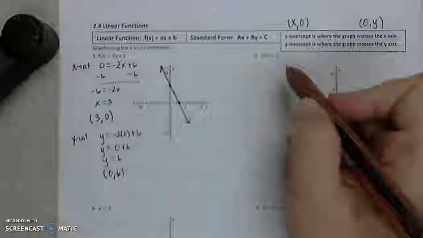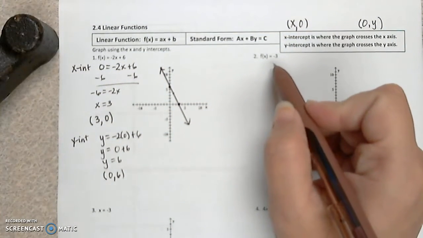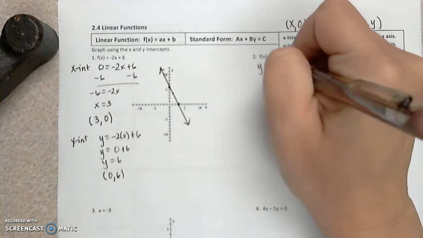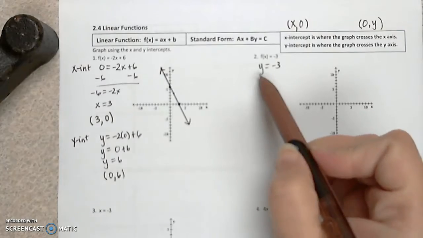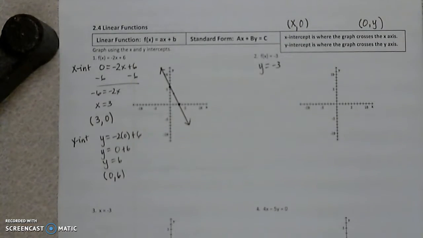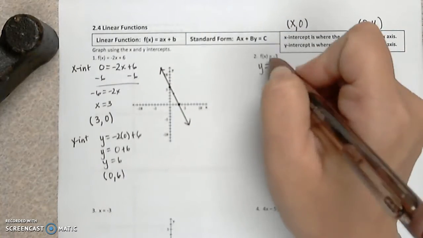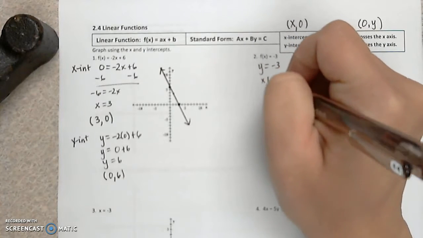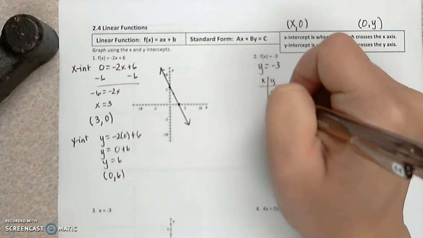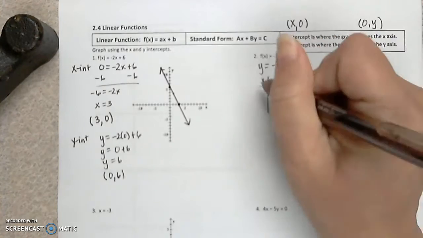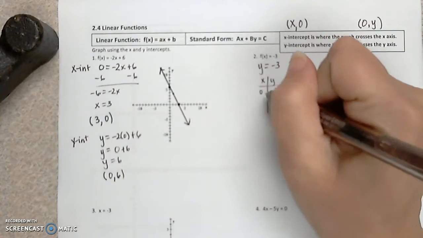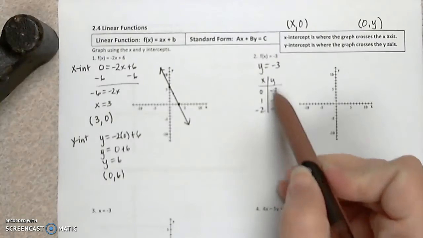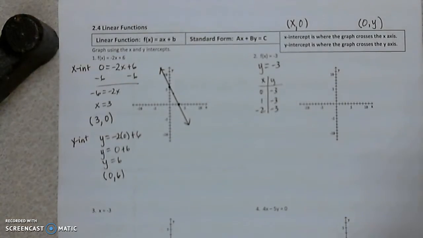looking at the next one, it says f of x equals -3. So what this means is y equals -3. Now notice that we're missing an x variable. When this happens, it means it doesn't matter what I pick for x, y is always going to be a -3. So I could pick anything I wanted for x, 0, 1, -2, anything, and then my y is just going to be a -3.